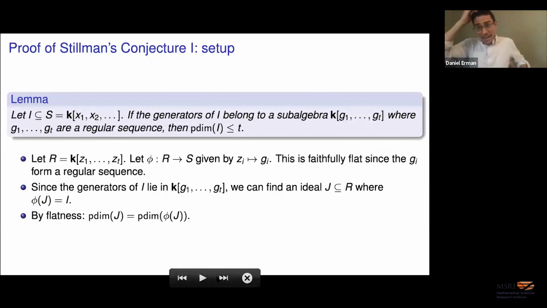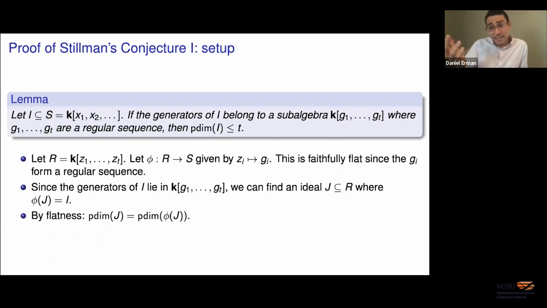So I'm going to try to sketch the proof and how this principle, this idea about high strength polynomials having nice properties, is connected to Stillman's conjecture. So first, I'm going to note a lemma, which is just that if you have your ideal, and to emphasize the lack of dependence on the number of variables, I'll let my ideal be in the polynomial ring with countably many variables.